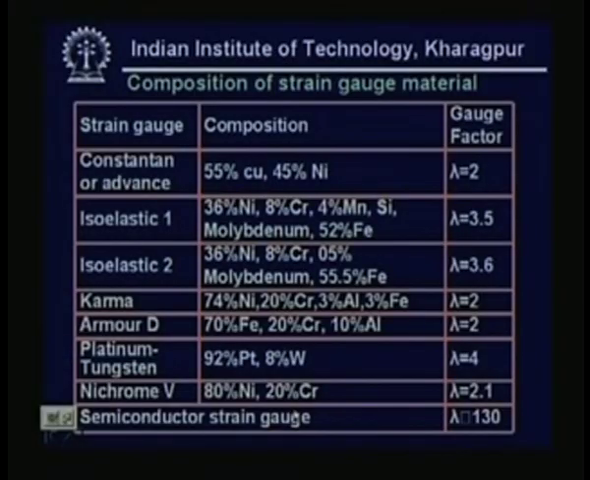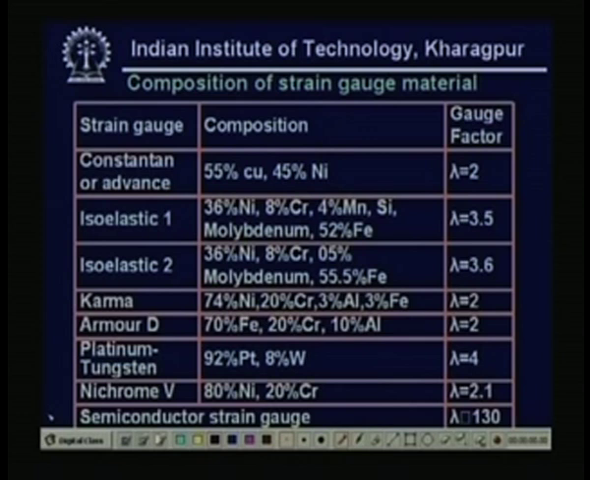So, the composition of strain gauge material is very important. You will find that there are many strain gauges available in the market, and here we have given the different gauge factors. Lambda equal to 2 is a very common, very cheap, low cost strain gauge, called constantan or advance. Here the composition is 55% copper and 45% nickel. Then you have isoelastic, which is 36% nickel, 8% chromium, 4% manganese, silicon, and 52% iron. Then you have isoelastic 2.